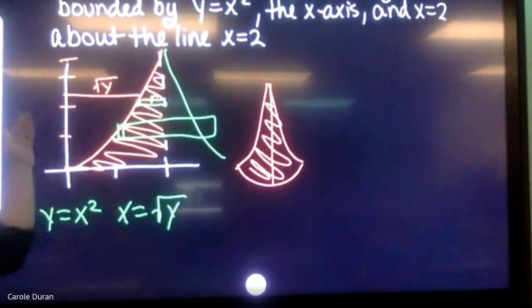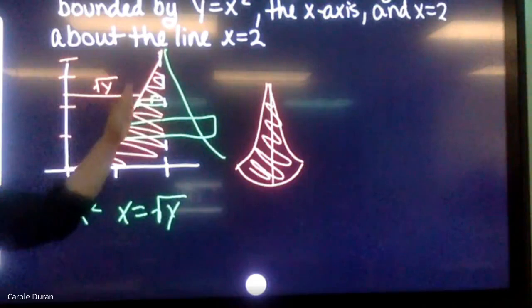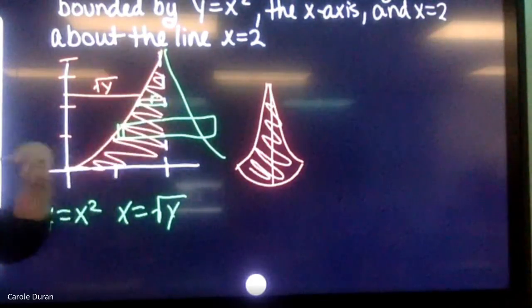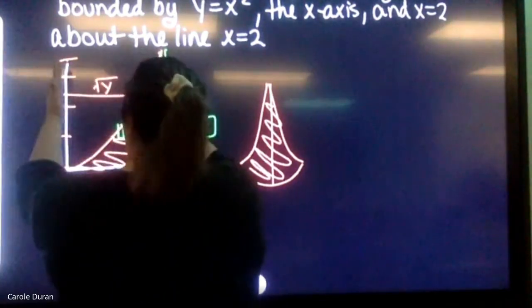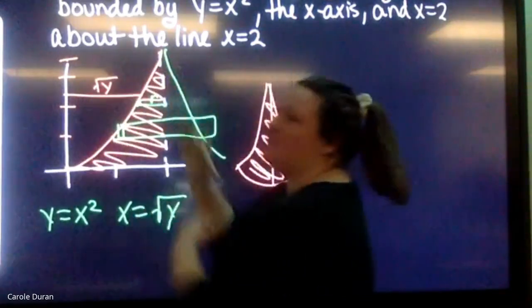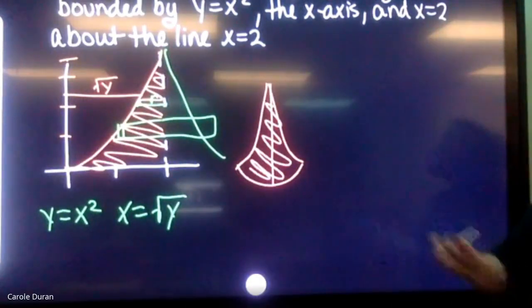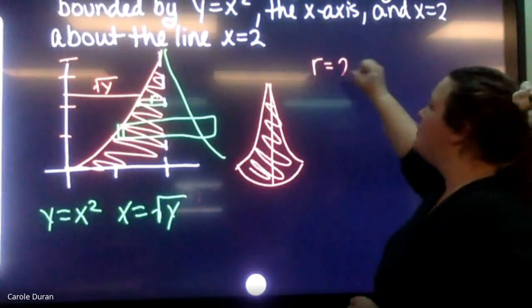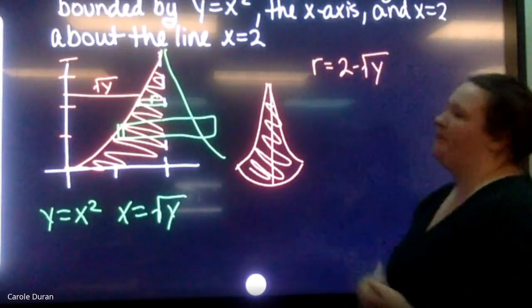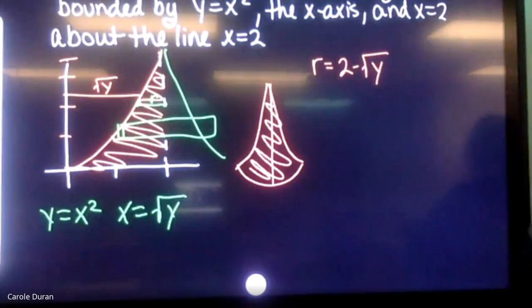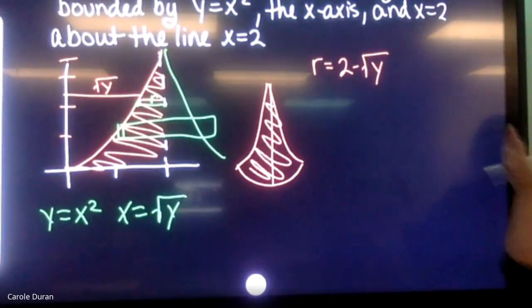But I wasn't going from here to the curve, I was going from the curve to 2. So this whole section is 2, which means when I subtract out the curve, whatever's left is my radius. So the radius is 2 minus the square root of y. And that came from my bound, x equals 2, and my graph, square root of y.